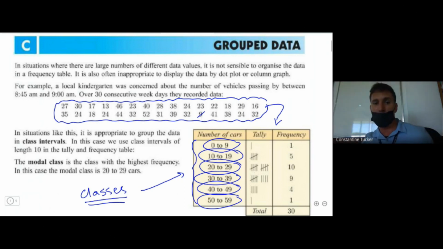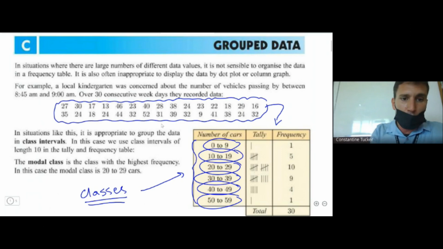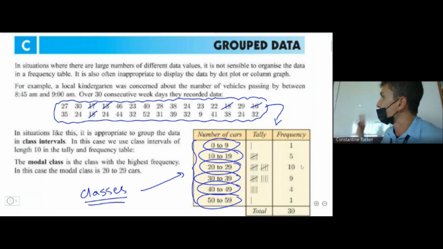Then we check how many numbers between 10 and 19. So you would go and say, right, let me see. We've got 17, 13. We've got 18. Did I miss 16? So now we put all of this in there. So basically, this is the process of grouping the data.